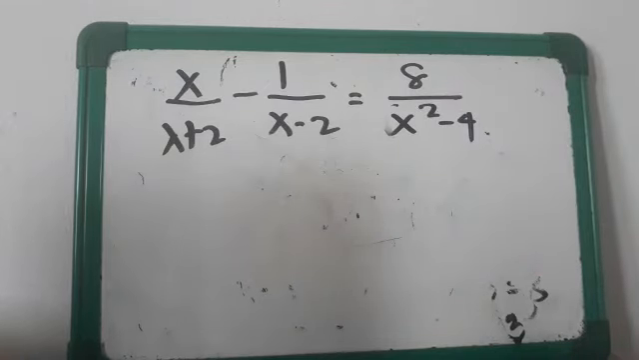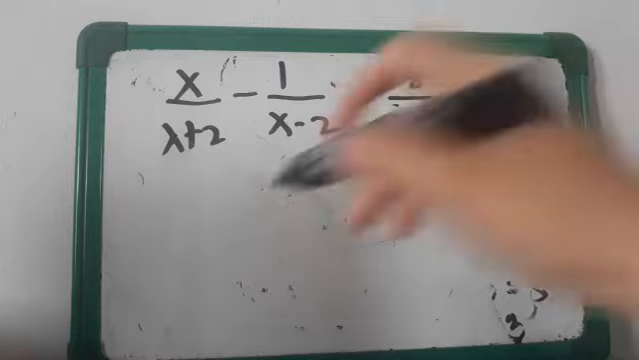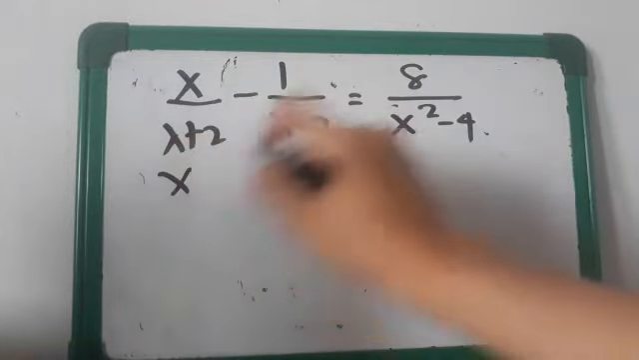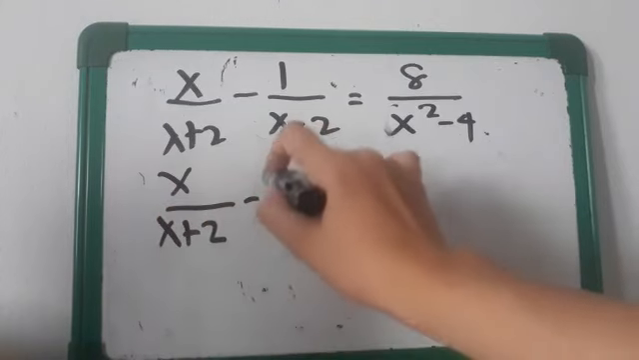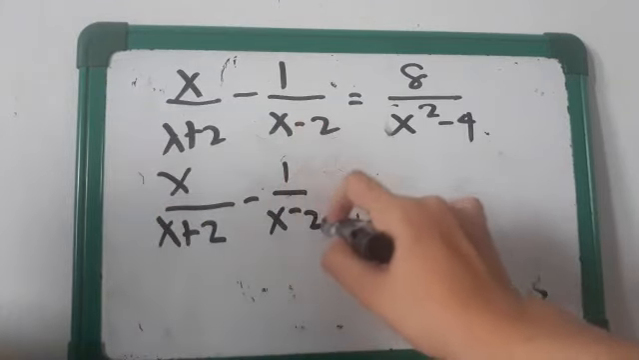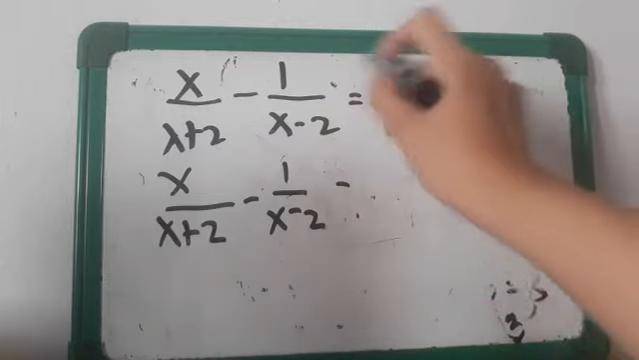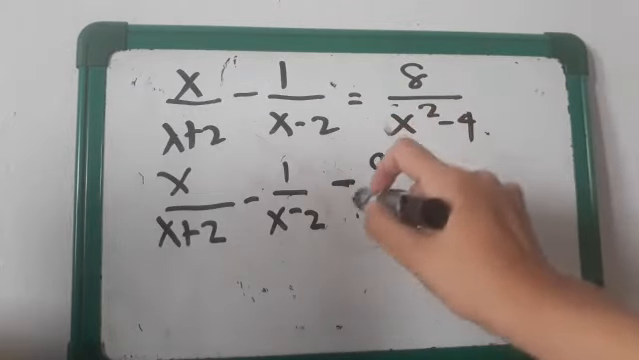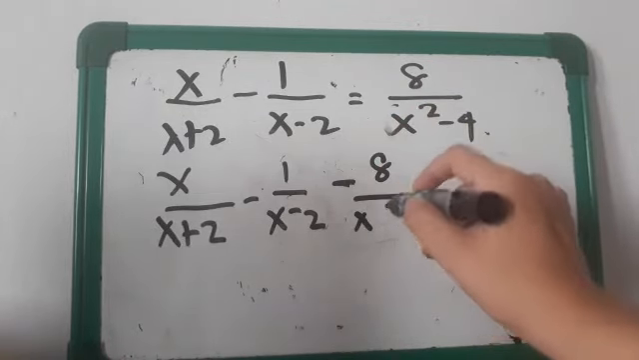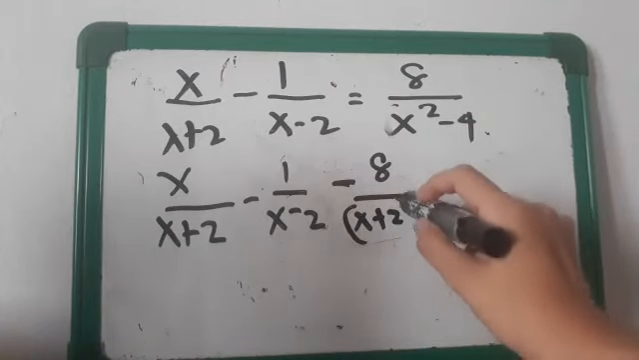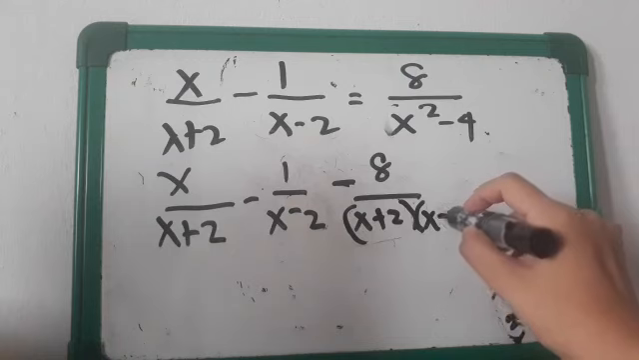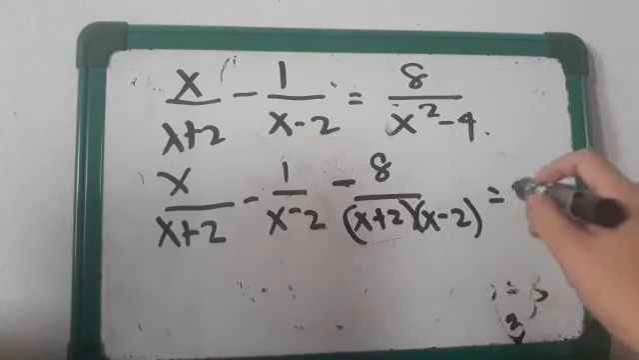Katulad ng ginagawa natin sa iba, una muna, gagawin muna natin siyang 0. I-equate natin siya to 0. So, paano yun? Ilipat natin si 8 kasama ng mga iba. X over x plus 2 minus 1 over x minus 2. So, nilipat natin, magiging minus 8 over x squared minus 4. Ang gawin natin, i-expand na natin to. X plus 2 times x minus 2 is equal to 0.